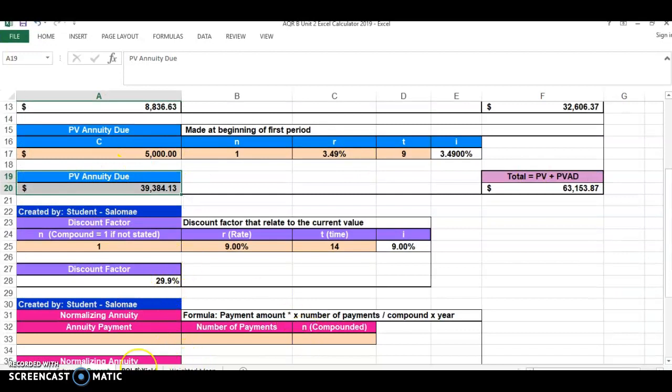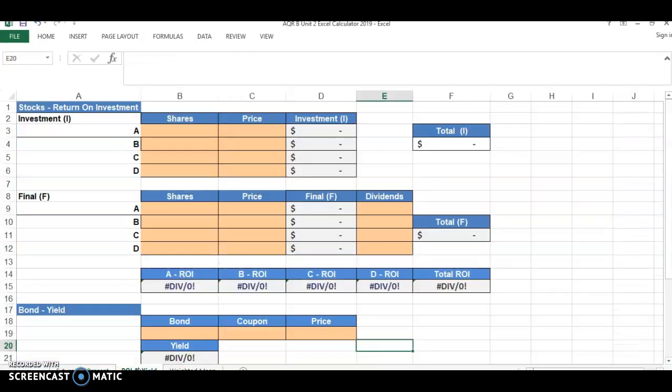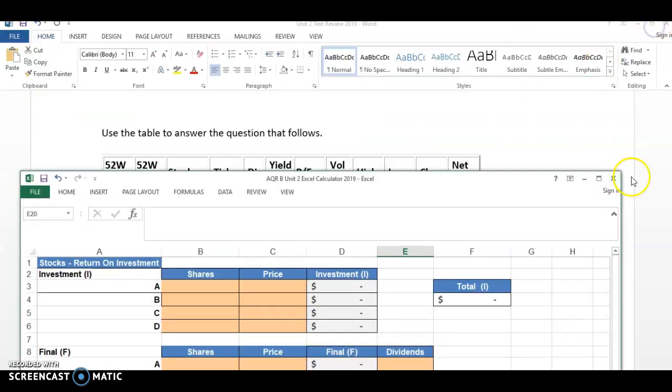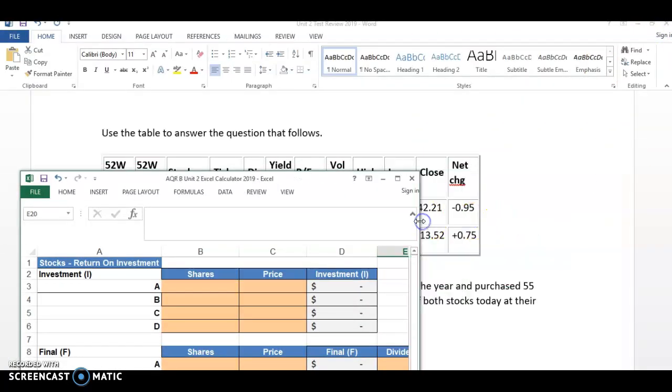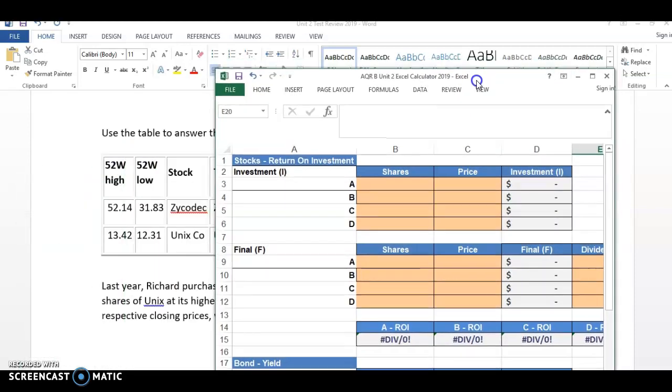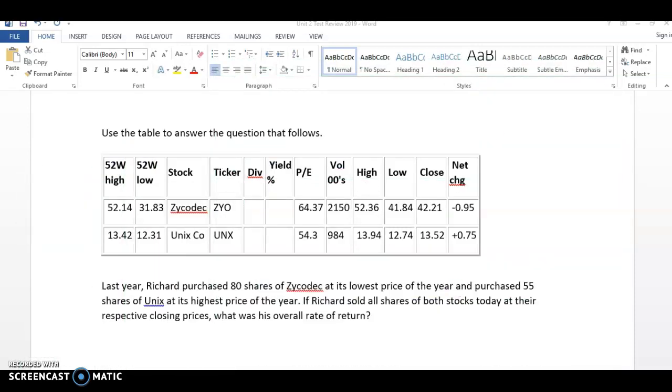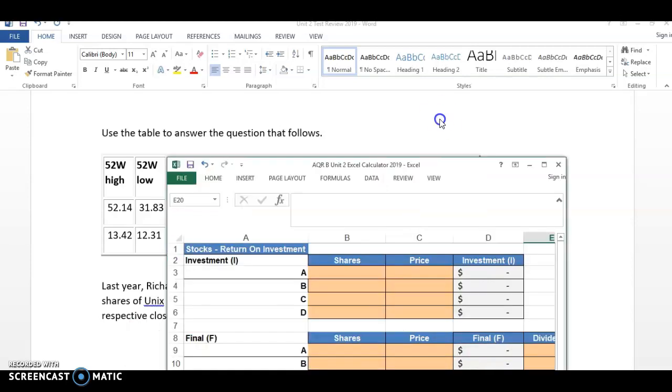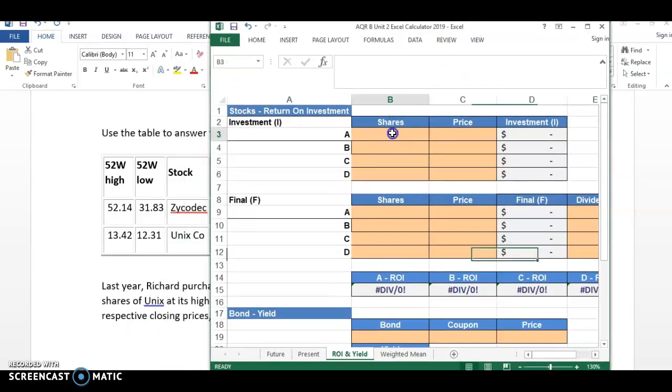I'm going to go down to the tab here that says rate of return. Okay, and I'm going to make this smaller so that we can look and see what everything was here. Now it tells us he purchased 80 shares of Zycodec and 55 of Unix. So I'm going to put 80 here for the Zycodec, and then the 55 here for the Unix.